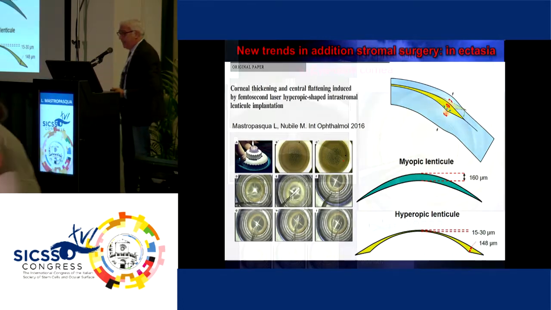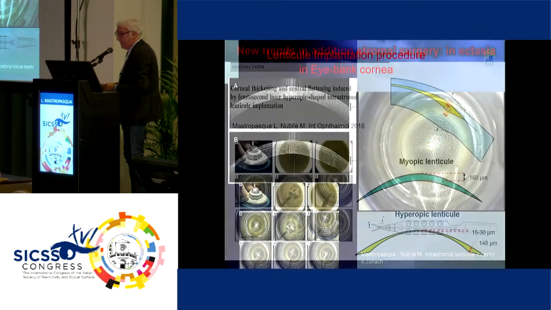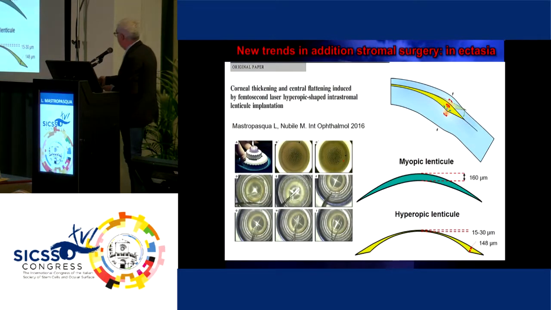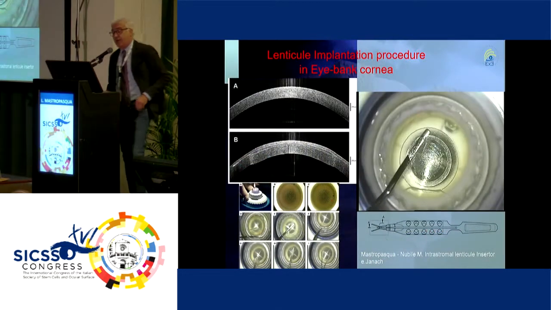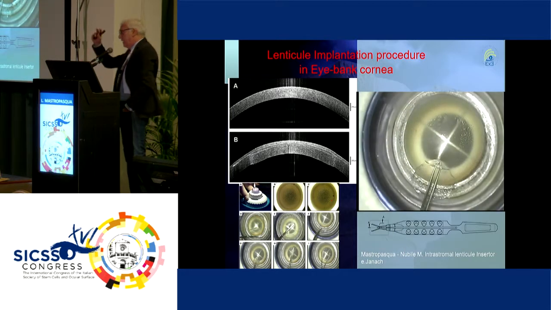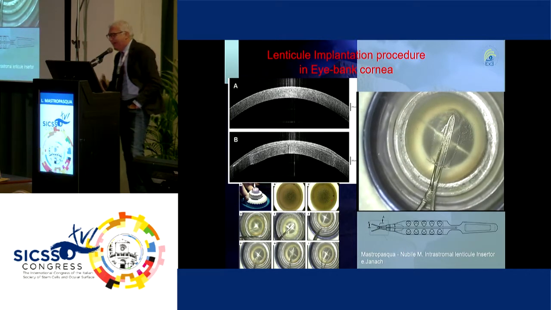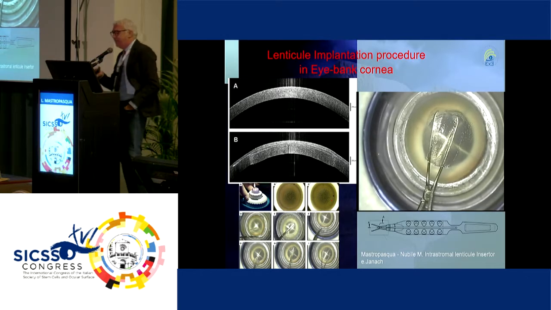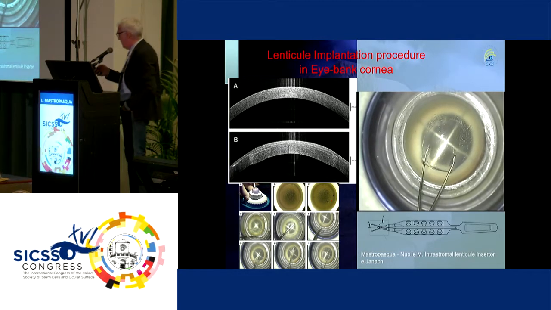You can see that we performed this study and published it last year. In eye bank cornea we prepare this negative meniscus, and with an inserter that we designed, after the pocket that we perform with femtolaser, we implant this disc in this pocket.